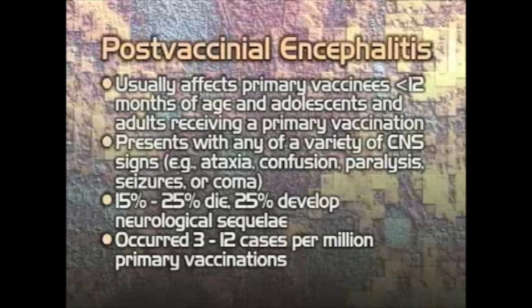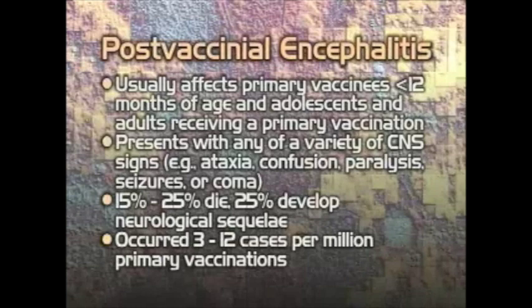In the majority of cases, post-vaccinal encephalitis affects primary vaccinees 12 months of age or younger and adolescents and adults receiving a primary vaccination. It presents with any of a variety of central nervous system signs such as ataxia, confusion, paralysis, seizures, or coma. Most cases are believed to result from autoimmune or allergic reactions similar to other post-viral CNS syndromes rather than direct viral invasion of the nervous system.